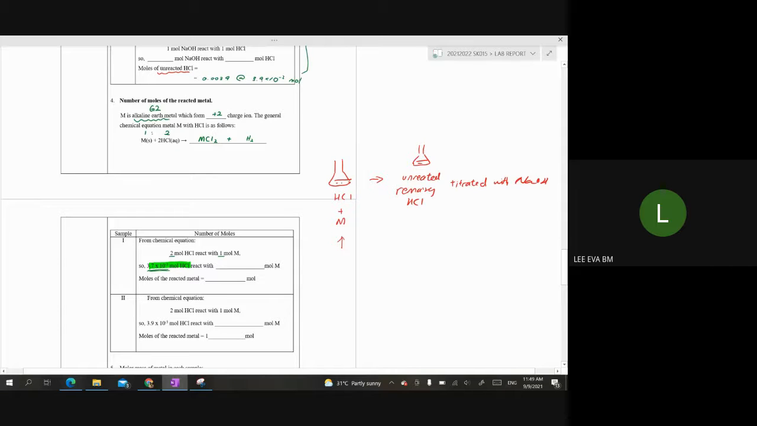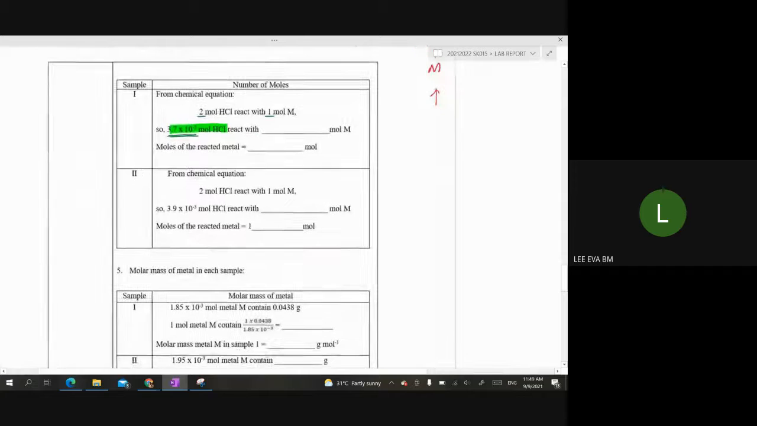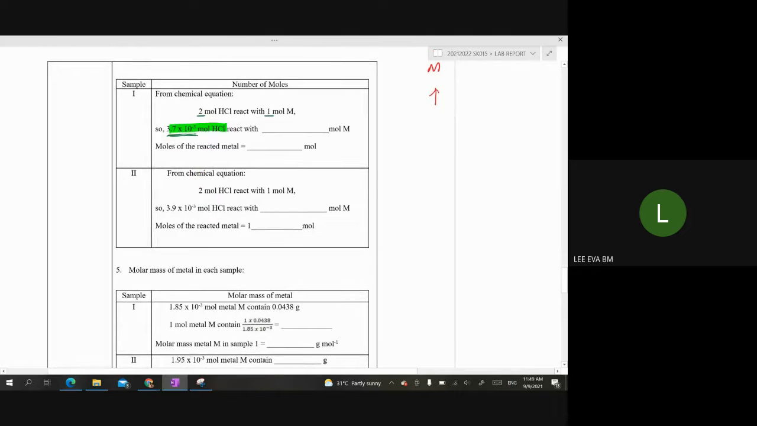Is everyone all right? Okay. Yes, madam. So try to fill in the blanks over here. 2 mole of HCl react with 1 mole of metal. So what is the mole of our metal M?